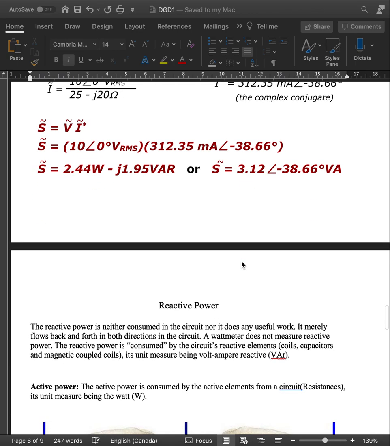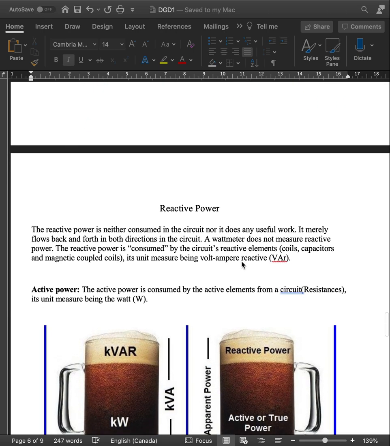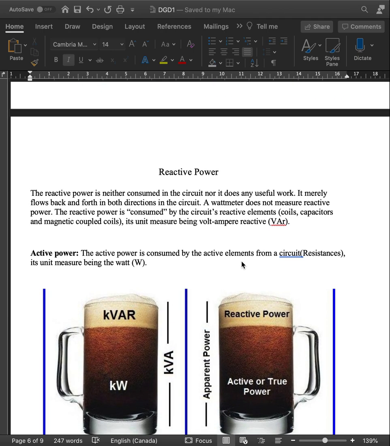Alright guys, so a little bit of reactive power and active power.